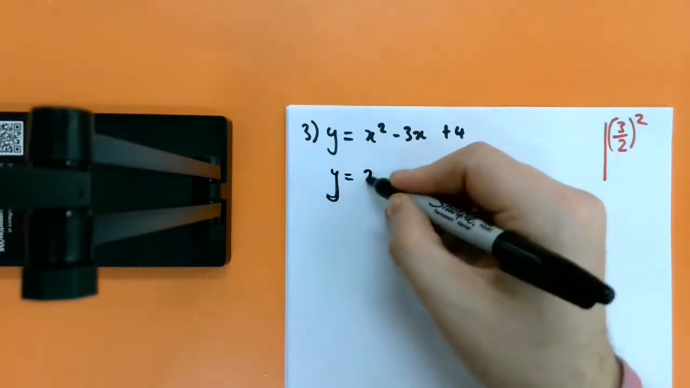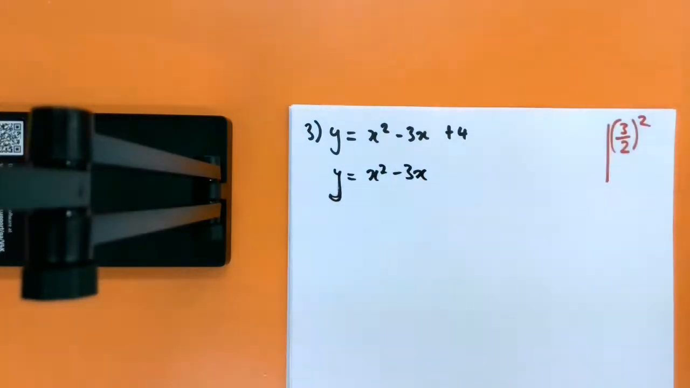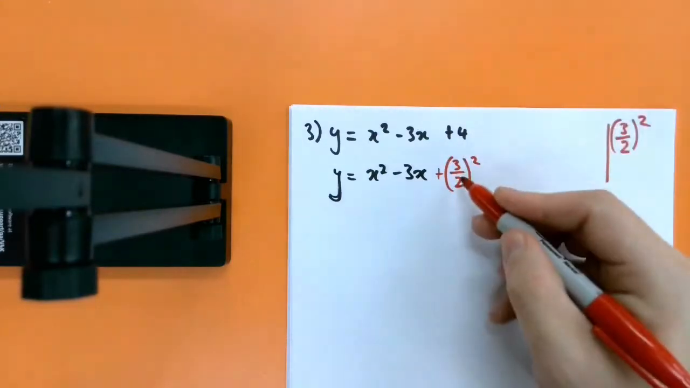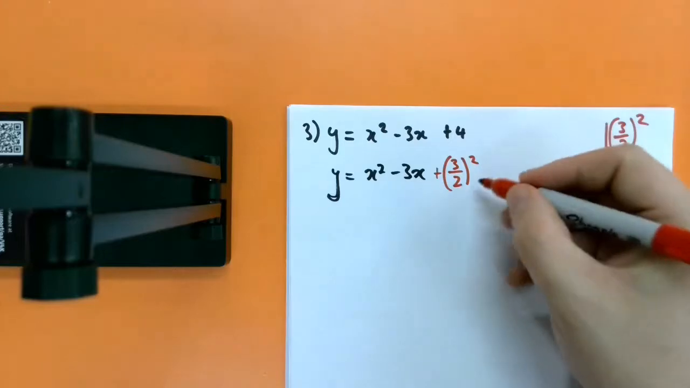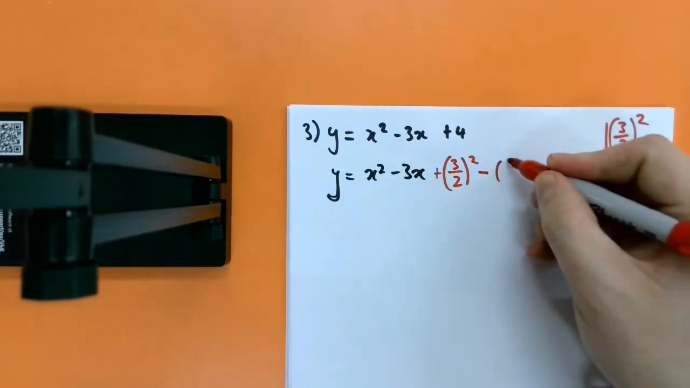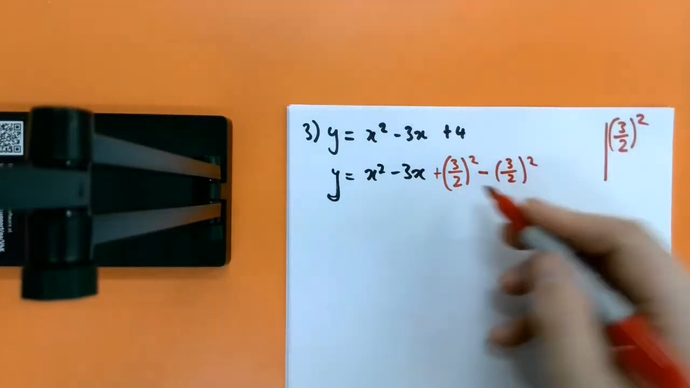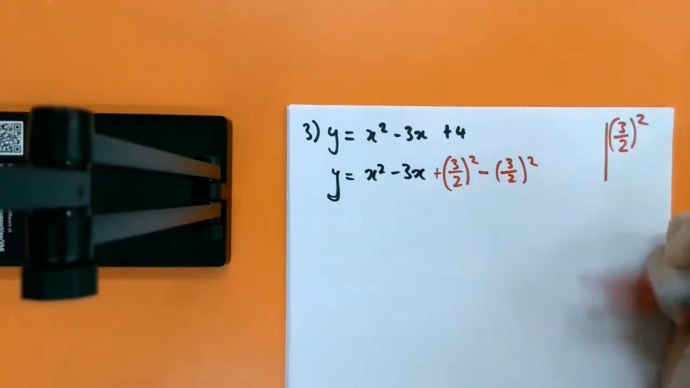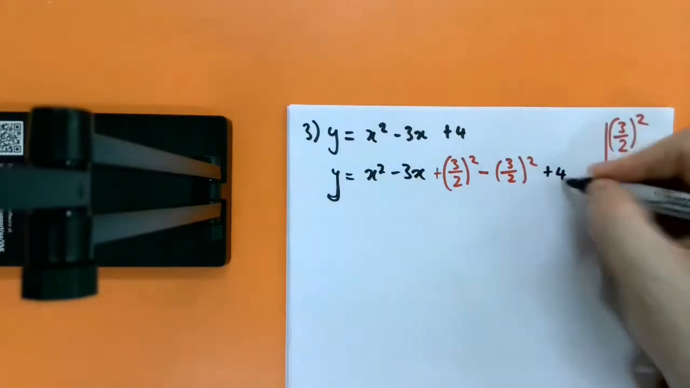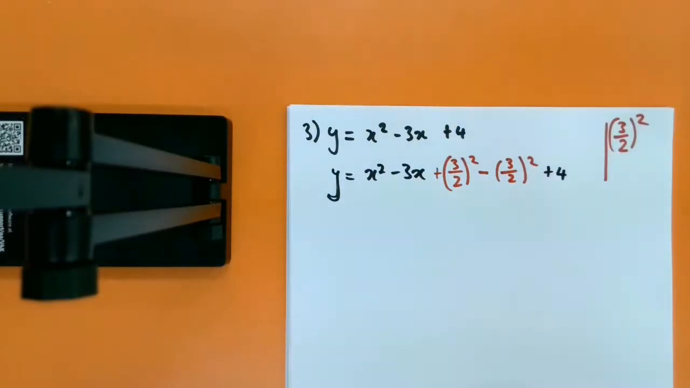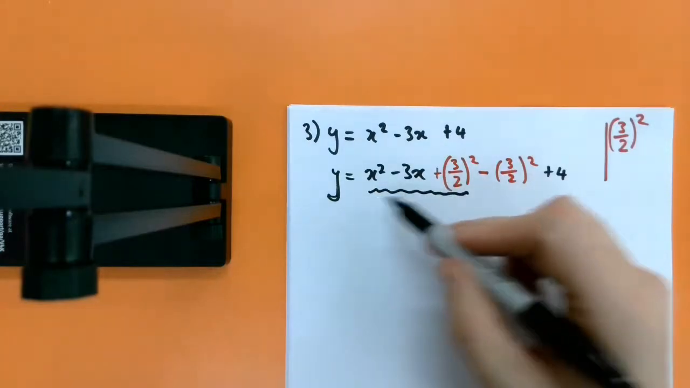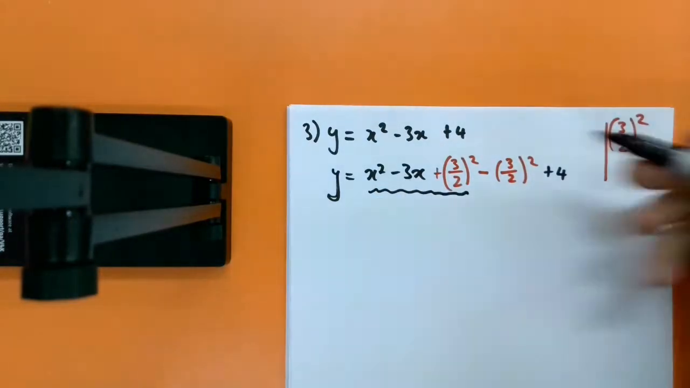Okay, so y is equal to x squared minus 3x. Now we're going to add on the 3 over 2 squared, but we don't want to modify this equation. So whatever we add on, we have to take off, so we minus 3 over 2 squared as well. The reason we do that is because these two terms essentially become 0, and we still have our plus 4 that we haven't done anything with just yet. Righto, so what we've just done is this part of our expression becomes our perfect square, and I'll explain what happens.